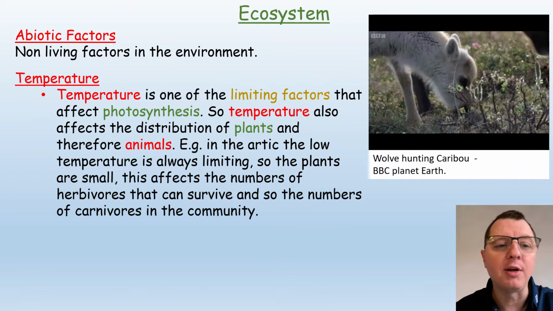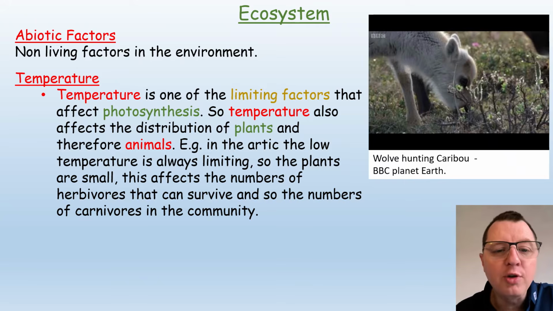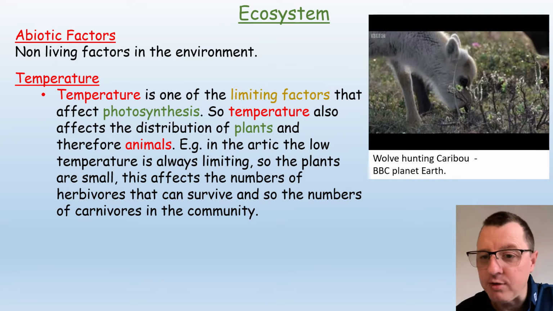The second factor we need to think about is temperature. Now, temperature is one of the limiting factors that affects photosynthesis. So temperature also affects the distribution of plants and therefore animals. For example, in the Arctic, the low temperature is always a limiting factor, so the plants are small, and this affects the number of herbivores that can survive, and so the number of carnivores within the community.